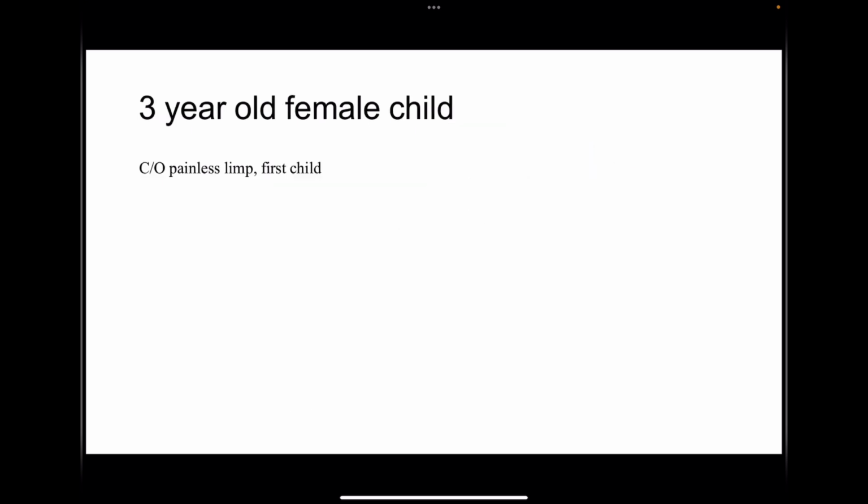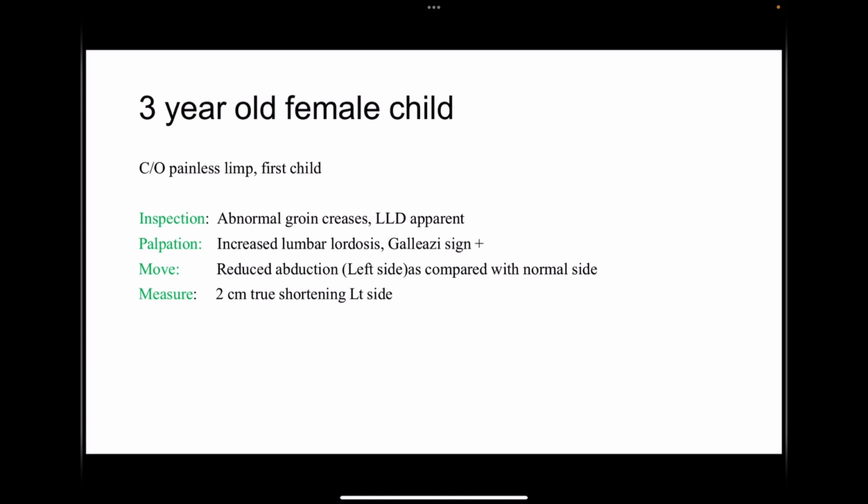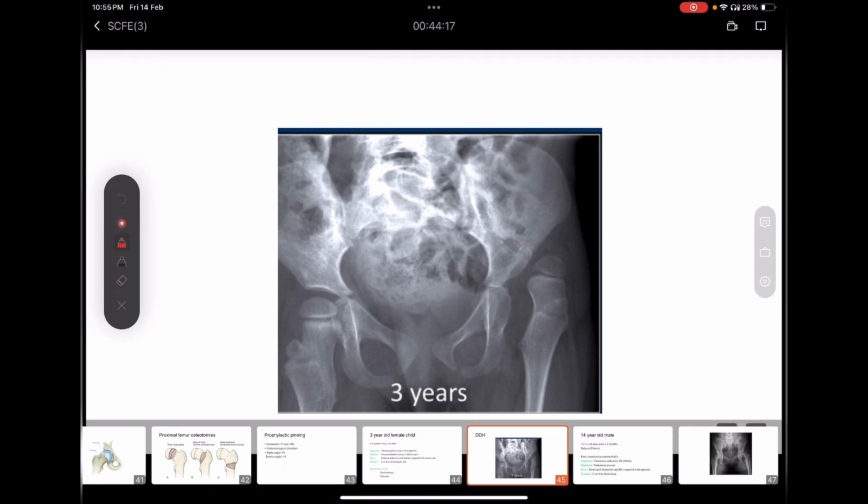So now we will be discussing one case. A 3-year-old female child has a complaint of painless limp, and she is the firstborn child to her mother. She comes to our OPD. On inspection, we found abnormal gluteal creases and limb length discrepancy. On palpation, we found increased lumbar lordosis, Galeazzi sign is positive, and on movement, abduction was reduced as compared to the normal side, and 2 centimeter true shortening was there. On special tests, Trendelenburg was positive and telescopy was positive. So what comes to your mind next? What could it be? Obviously, this is not SCFE. This is developmental dysplasia of hip.